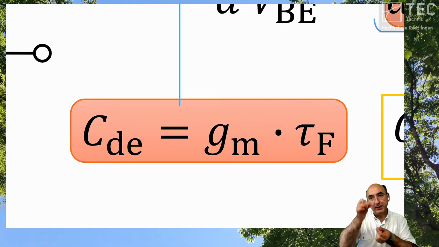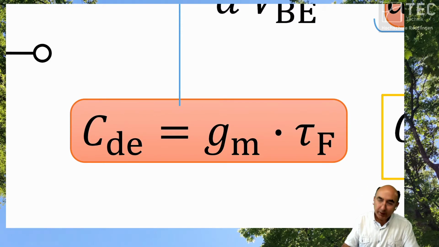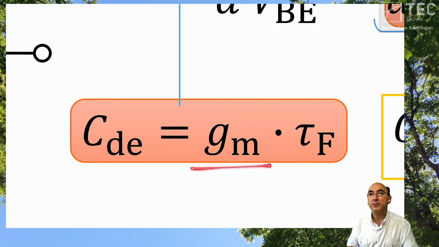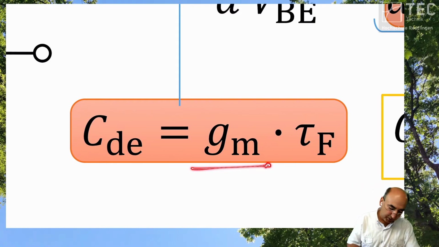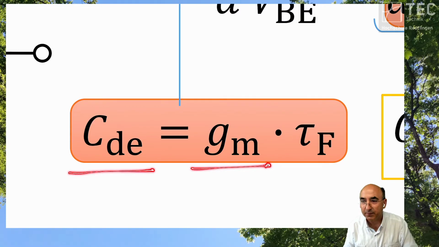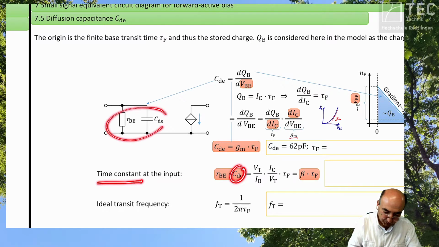Why? You have a base emitter voltage as a signal. You want to transfer this base emitter voltage to a collector current signal. And the collector current signal you want to transfer into a voltage amplifier. So if you want to have more amplification, you want to have more transconductance. If you want to have more transconductance, you have a larger capacitance. If you have a larger capacitance, you have a larger time constant at the input.